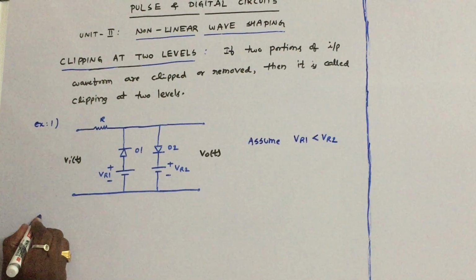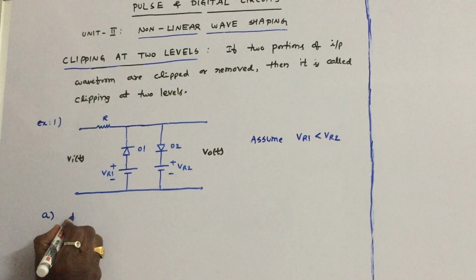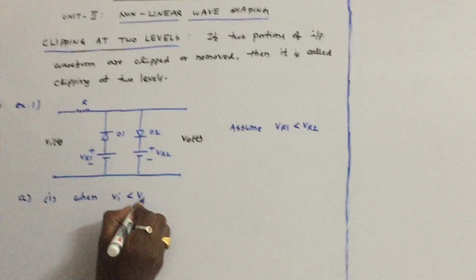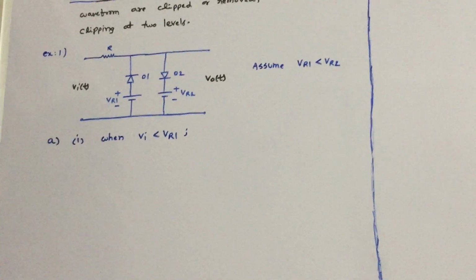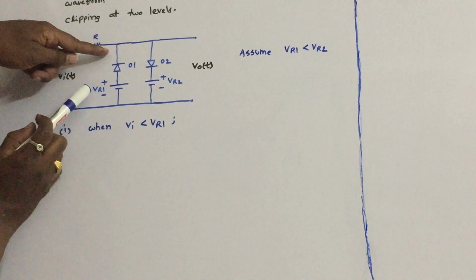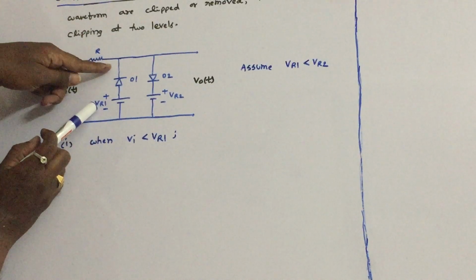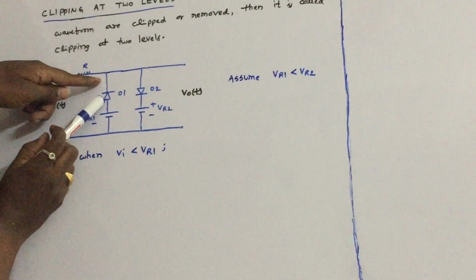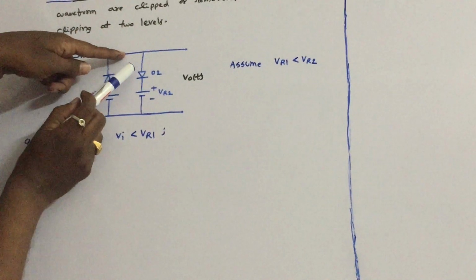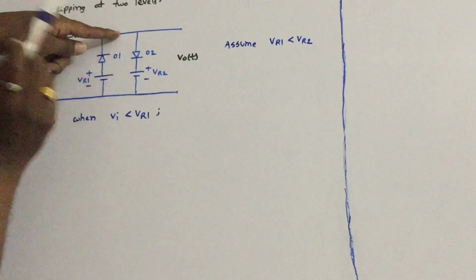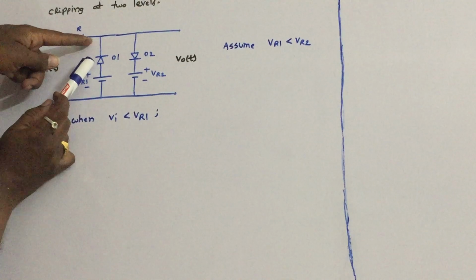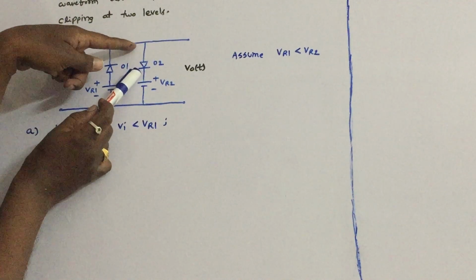First let us take case 1, when the input voltage is less than VR1. As long as the input voltage is less than VR1, the diode D1 is in on condition. Therefore this input voltage will not be enough to turn D2 into on condition. So under this condition, the diode D1 is in on condition and the diode D2 is in off condition.